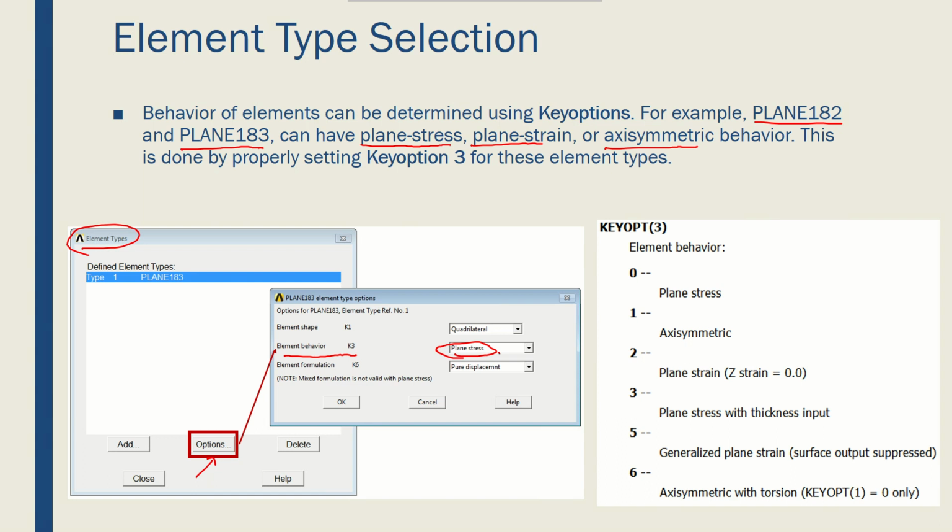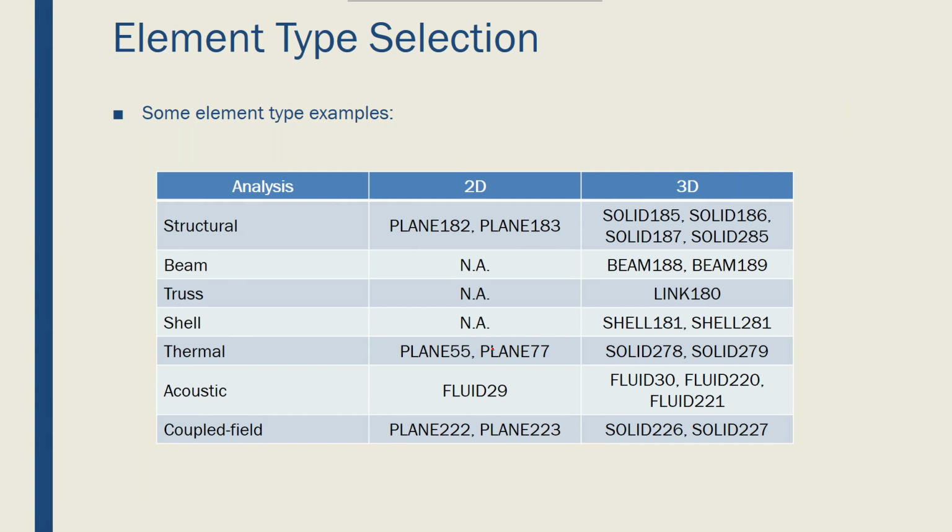Most element types have key options that determine their behavior, and these are explained and documented in the help documentation of ANSYS APDL. And finally, these are some of the element types that are used for different types of analysis. For example, in structural, you have in 2D and 3D the element types shown in this table. For beam, we don't have a 2D analysis, but there are two element types for beam analysis in 3D.